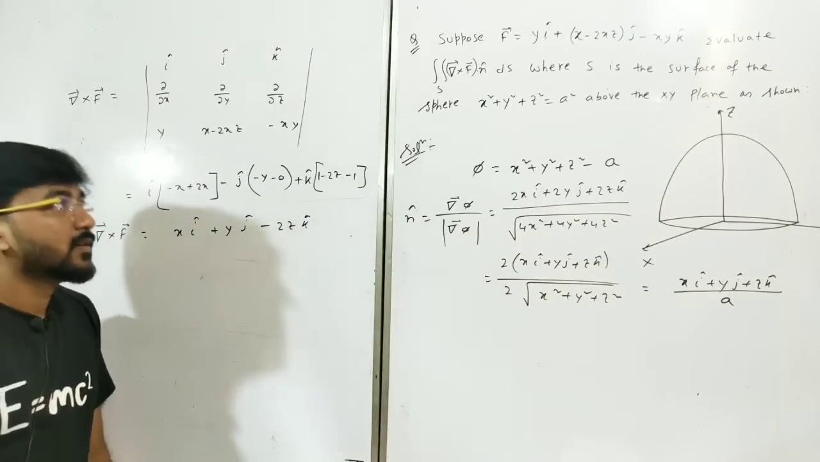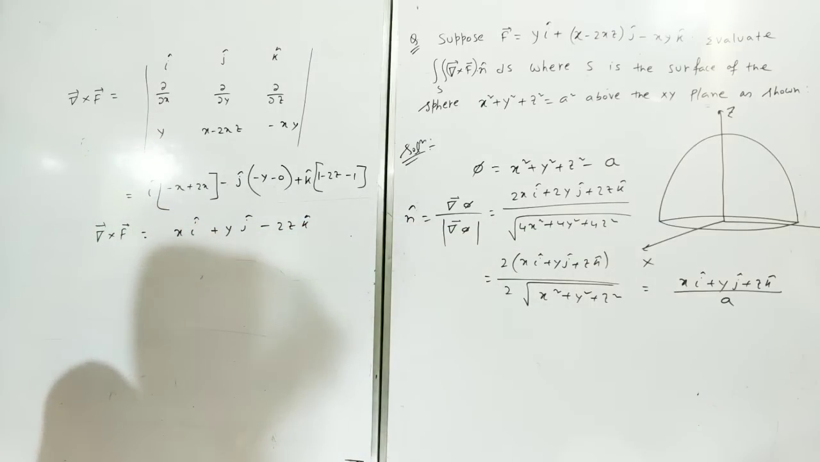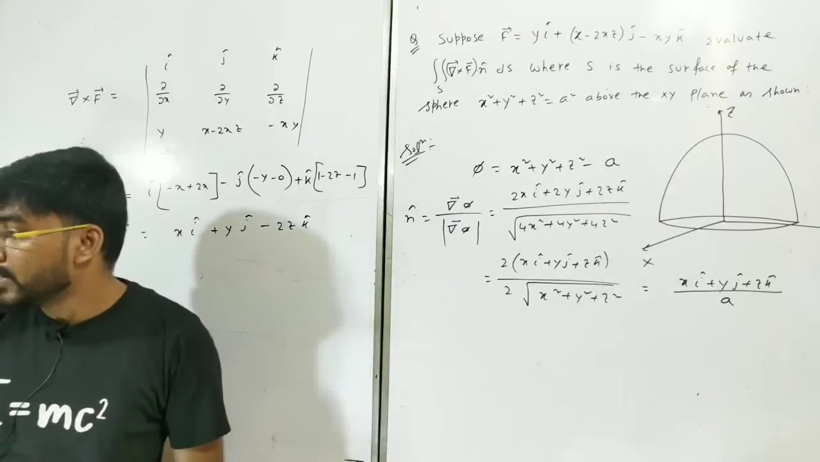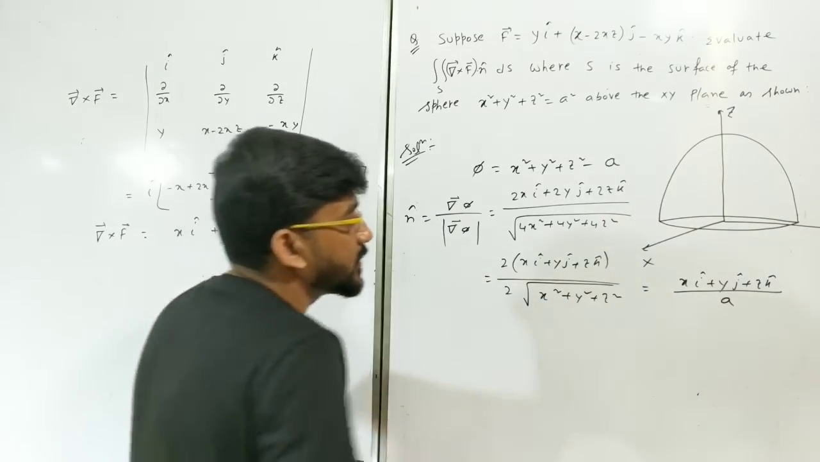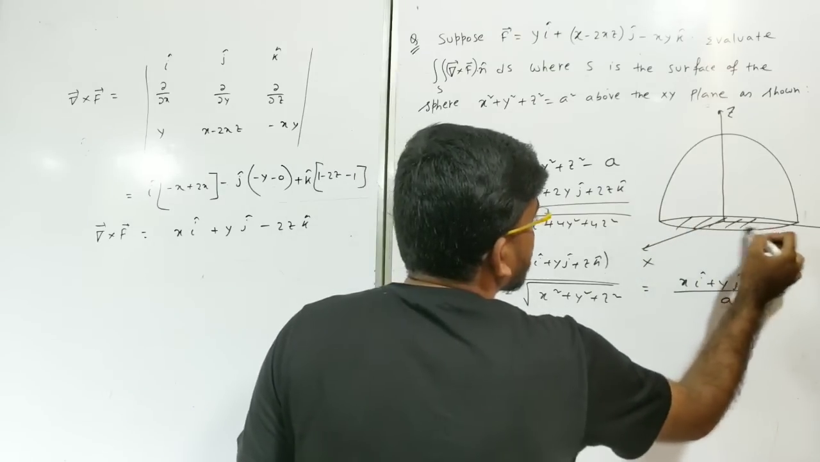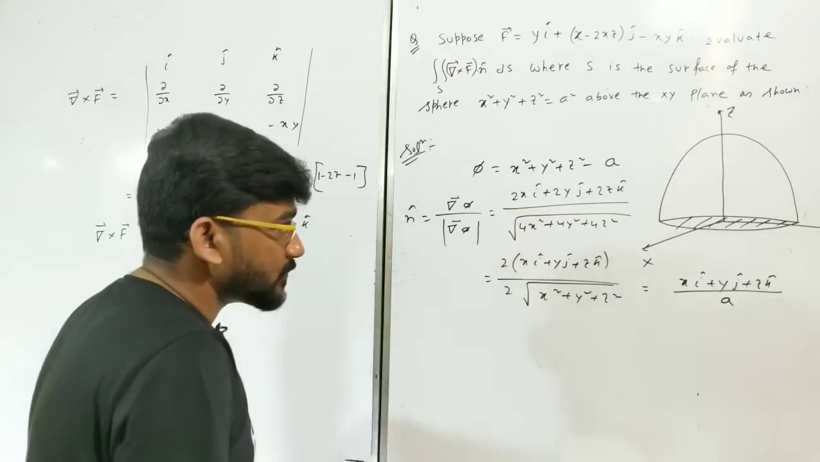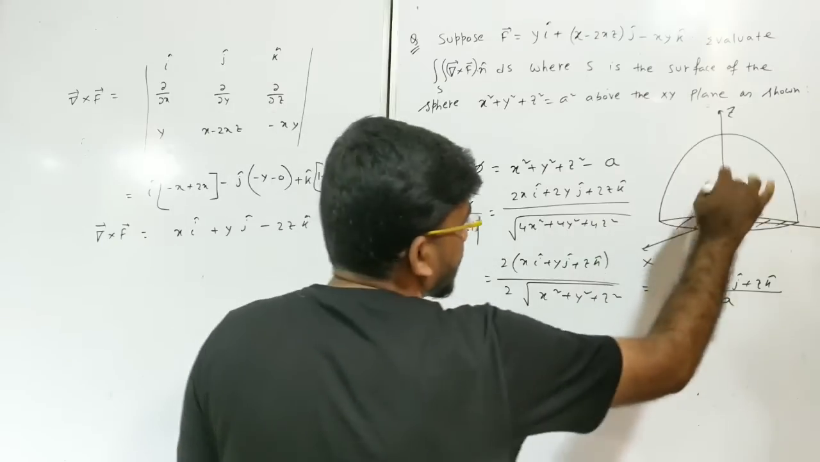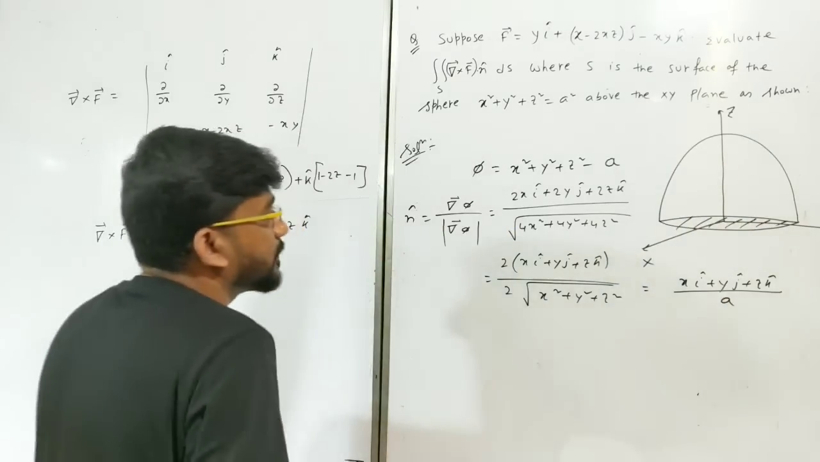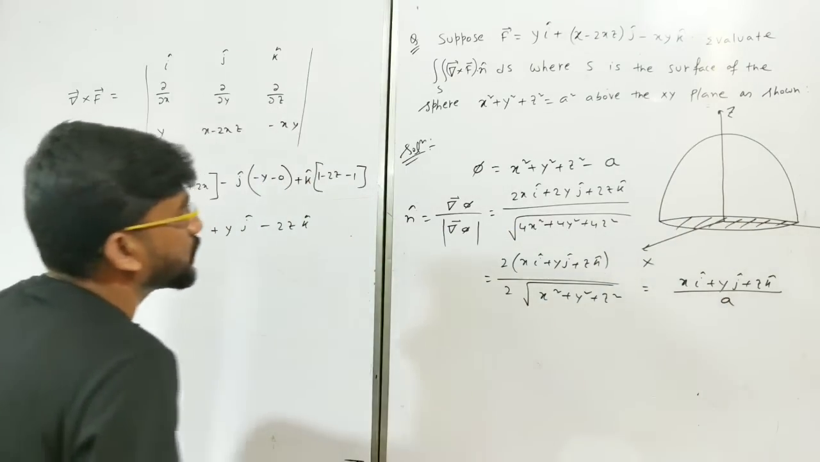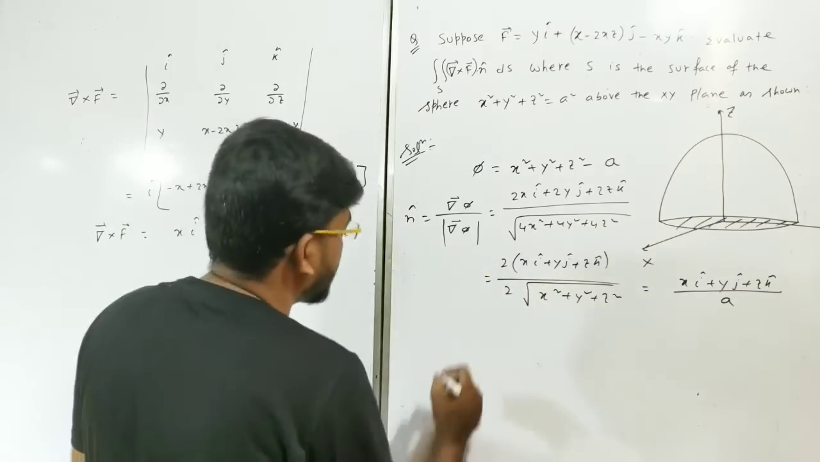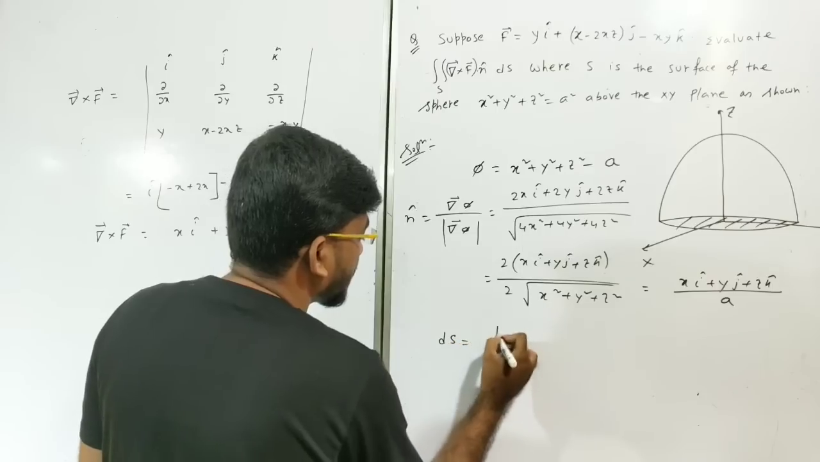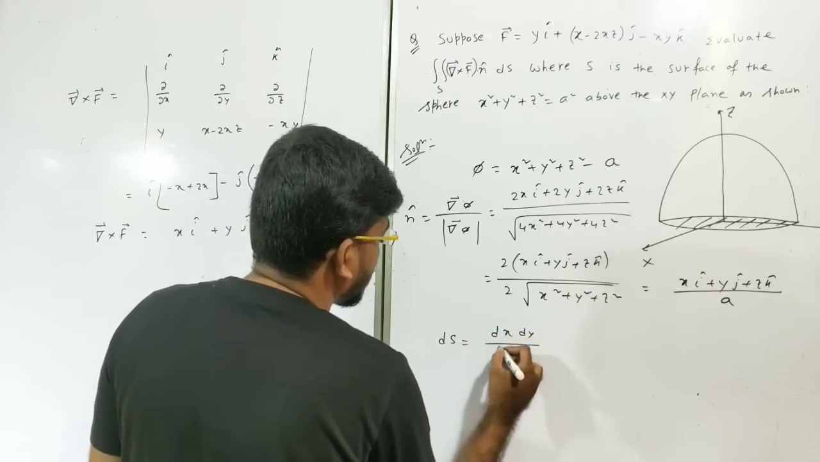Now we have to choose the region where we evaluate the integration, and here the region is obviously the xy plane. So we have to take the projection on the xy plane. If you take the projection on the xy plane, what will be your dS? dS will be dx dy divided by mod n dot k.